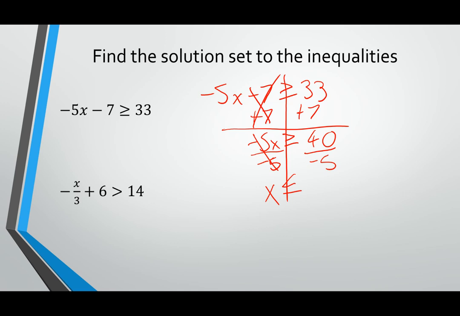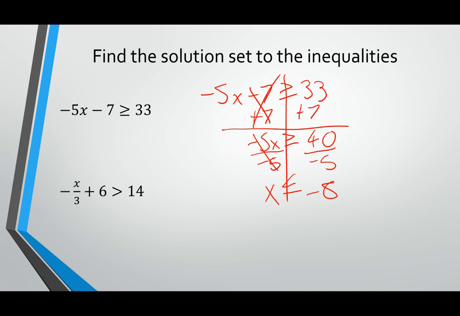And then, 40 divided by negative 5 makes negative 8. So the trick here is, if you divide by a negative on both sides, you have to remember to flip your inequality sign. It was greater than or equal to, but now it's less than or equal to because of the movement of our negative. So be very, very aware of that.